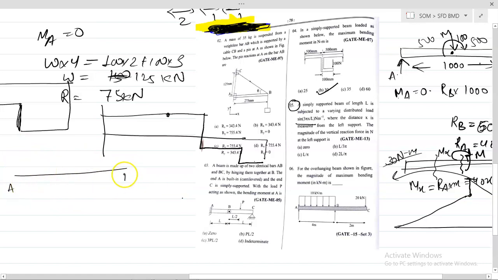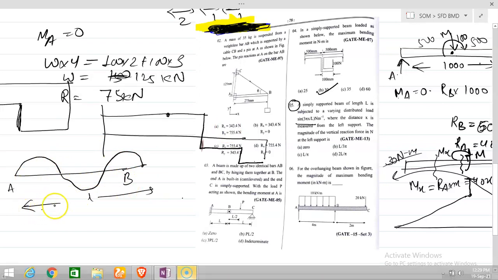This is A, this is B, and up to L it rotates about 3 pi. So this is your pi, L, 2 pi and 3 pi. It is like this up to L, because it is given that at L it is sine 3 pi. So it is rotating around like this up to L. So you need to find what the reactions are.